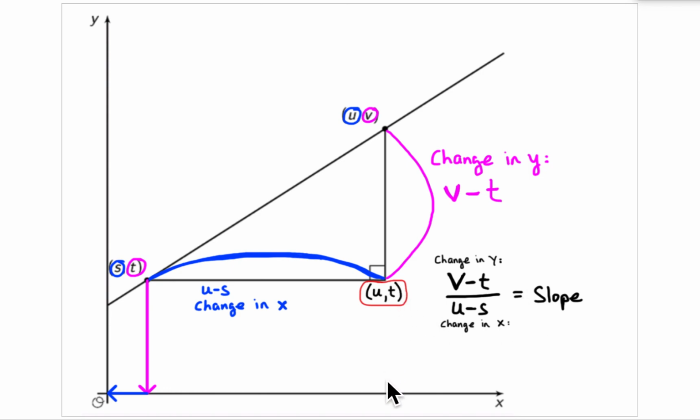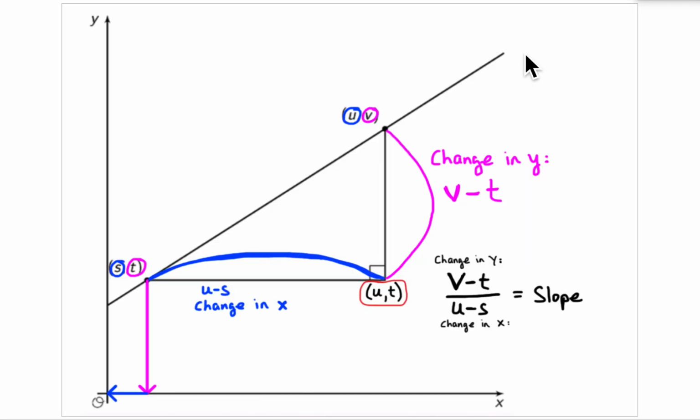And I like the way I said that a moment ago. You started out at t, and then you moved up this number of units to get to v. So you have to subtract the amount that you started with. You started with t, and then you went up this many units to v. So this amount right here is v minus the starting amount, t. All right, so you get used to this. It's okay. All right.